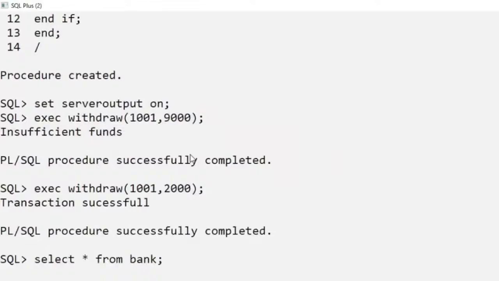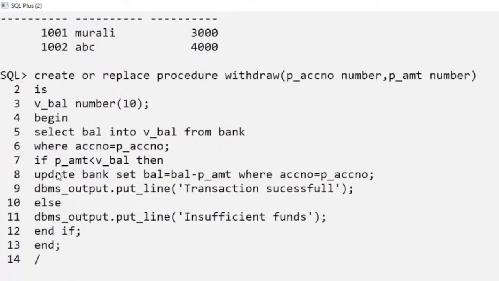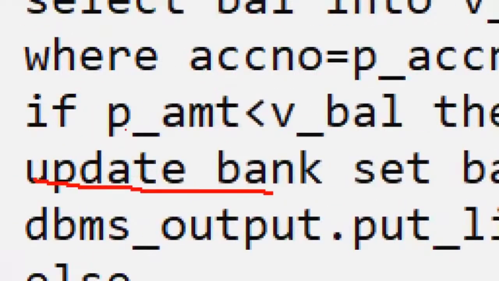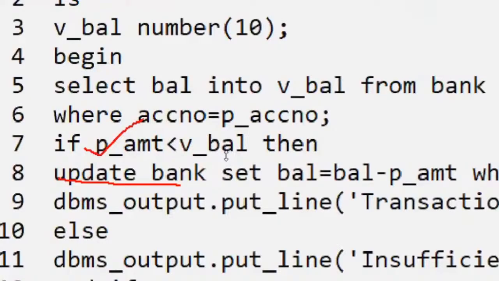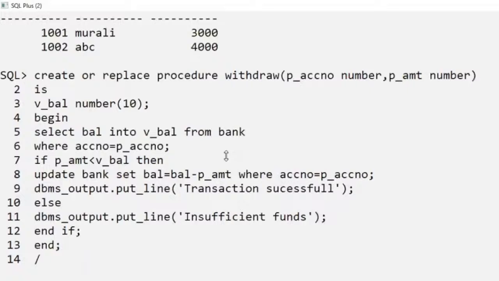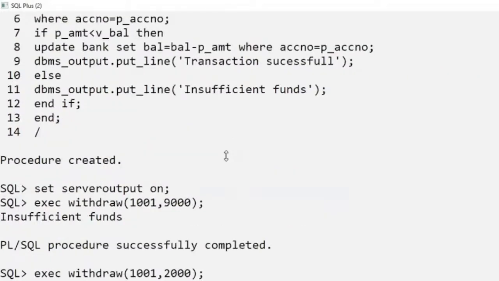You are a programmer, you are writing code. Update is a SQL command only. If condition is a PLSQL command. That's why some language knowledge is needed. This type of PLSQL coding knowledge is what you use when writing real-time applications: OTP validations, bus ticket reservation, anything. Many applications are there, but a little bit of knowledge is required.